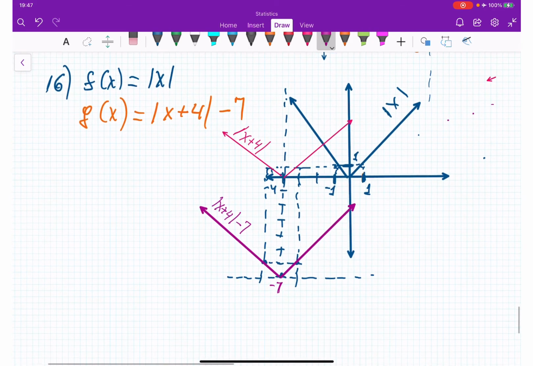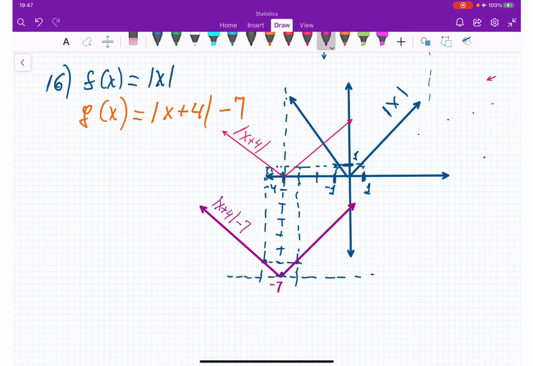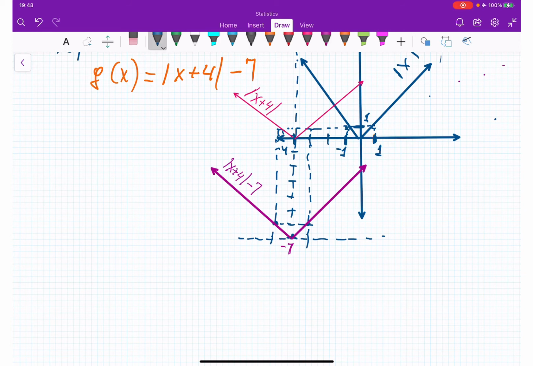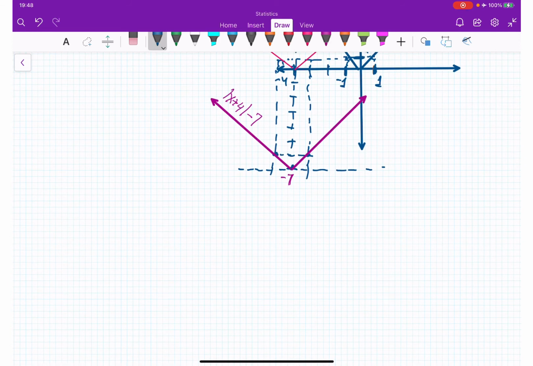Moving to next question, question number 17. Okay. What we have? Negative x plus 5, absolute value x plus 5, all right? This is getting more interesting. 17. So we are given f of x is equal absolute value of x. And then g of x is equal negative x plus 5.